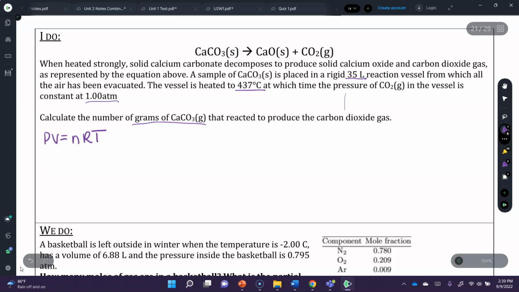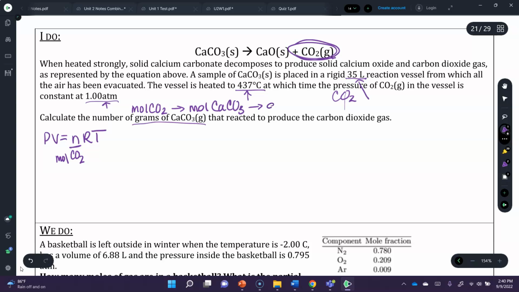So if I know this is all for CO2, because it's the only gas in the system. The other two are solid. So we can solve for n using the pressure of carbon dioxide, the temperature, and the volume. But this n would be of CO2, and this n is moles, so this would give me moles of CO2. So from there, I can take the moles I get of CO2 and convert that to moles of calcium carbonate and then to grams of calcium carbonate using stoichiometry. So we're going to do that.